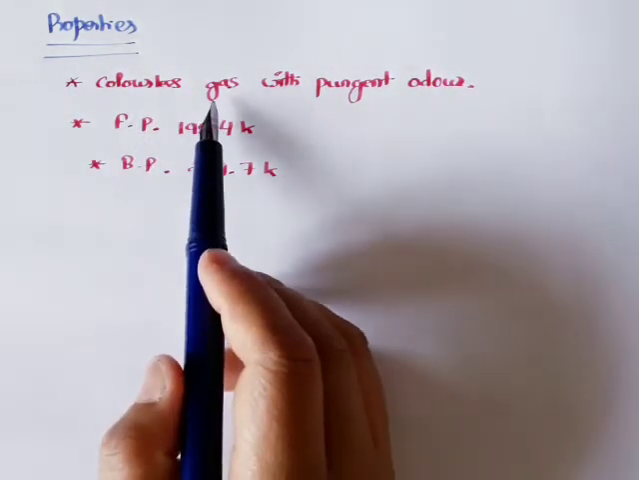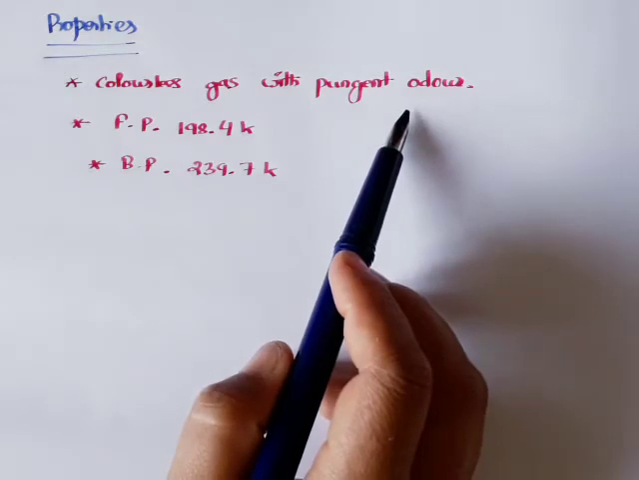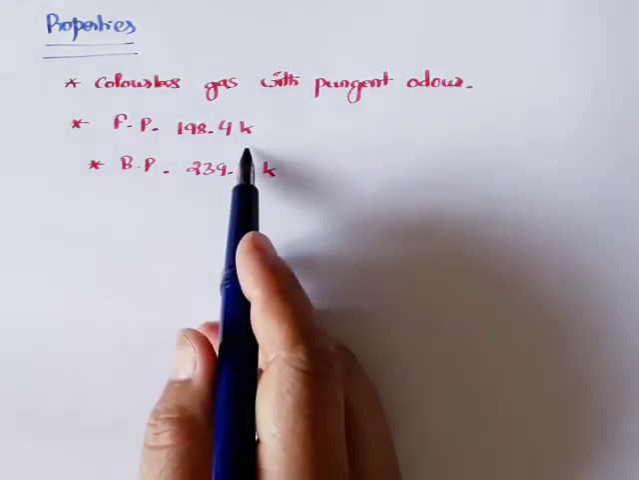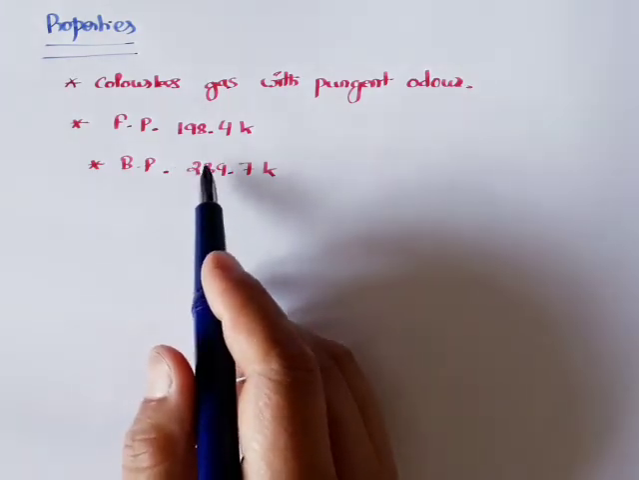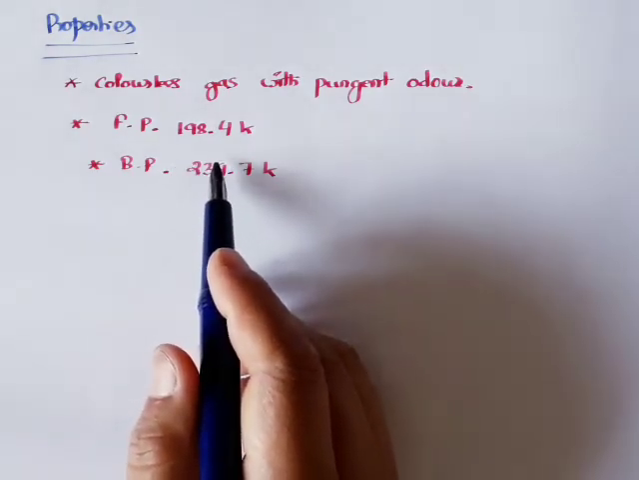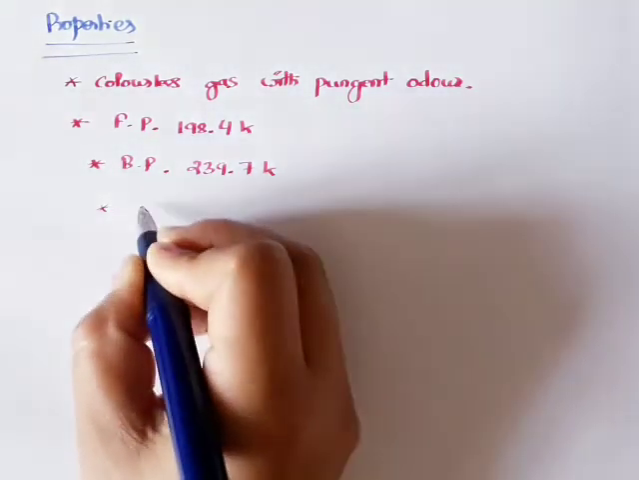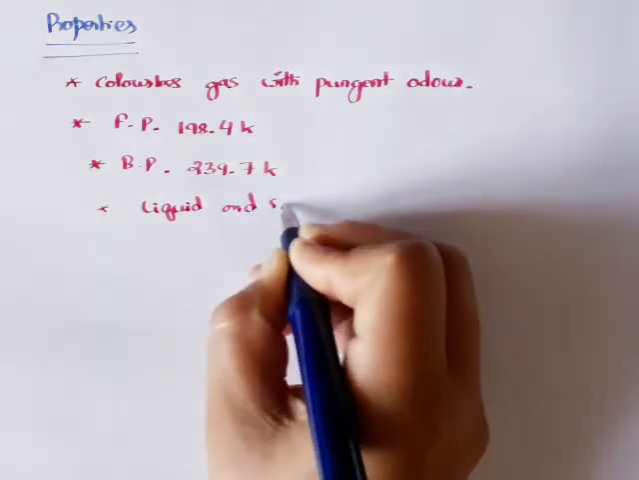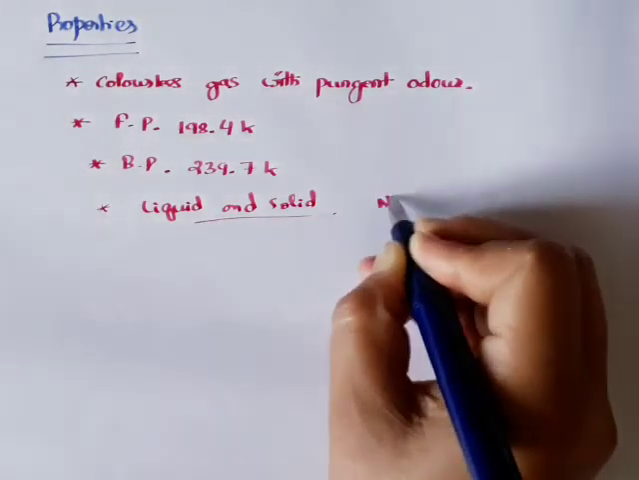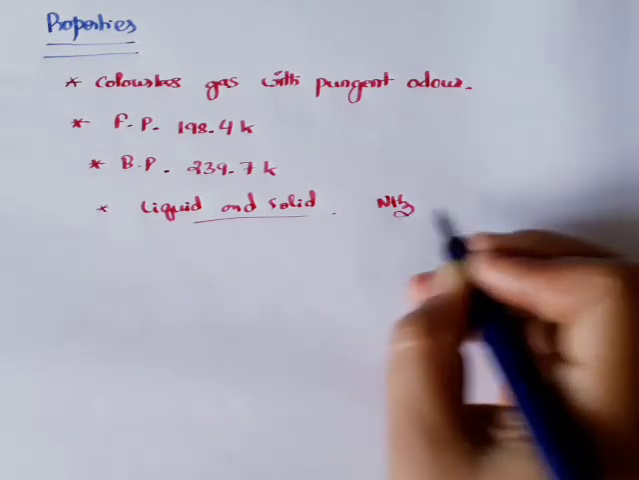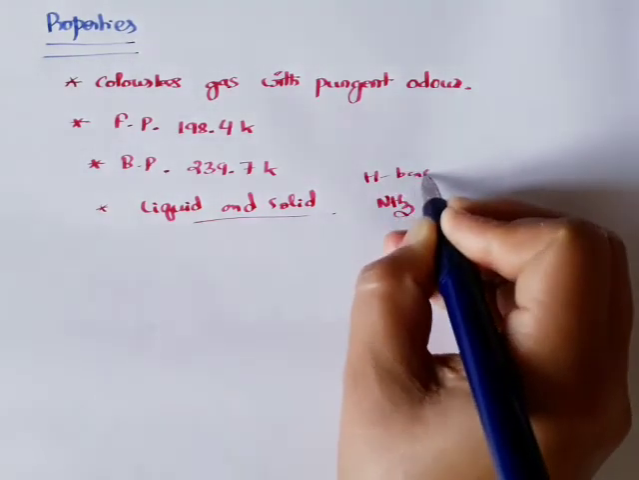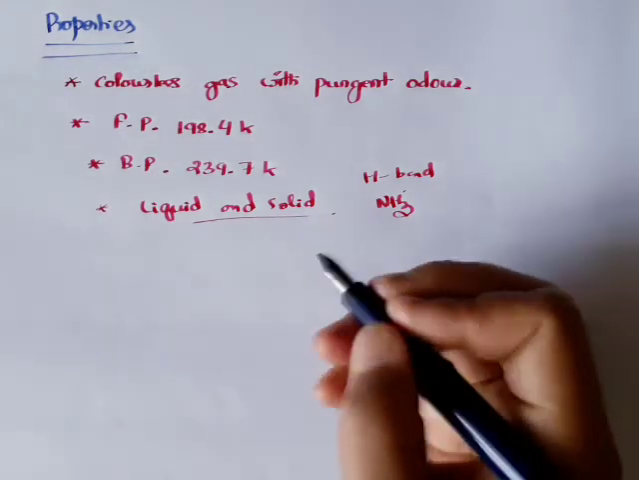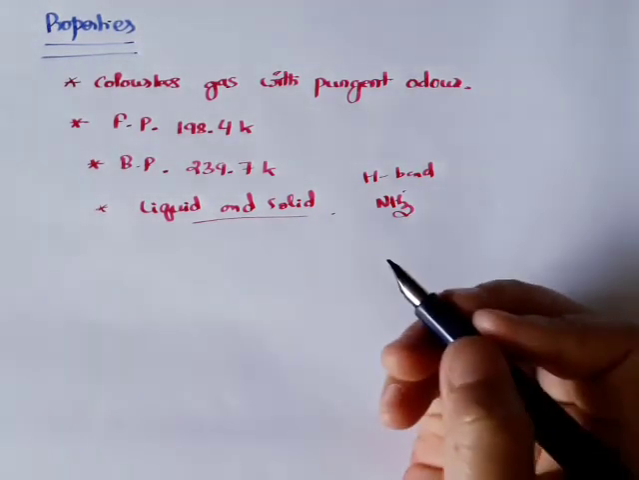Now properties of ammonia. It is a colorless gas with pungent odor, smell. Its freezing point is 198.4 Kelvin. Its boiling point is 239.7 Kelvin respectively. It exists in liquid, solid and gaseous state. In liquid and solid state, there will be formation of hydrogen bond in ammonia.